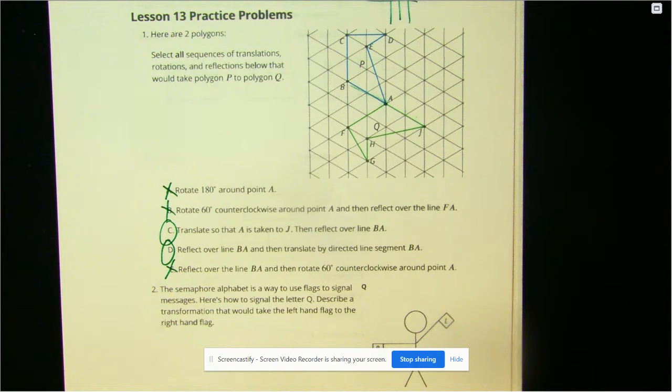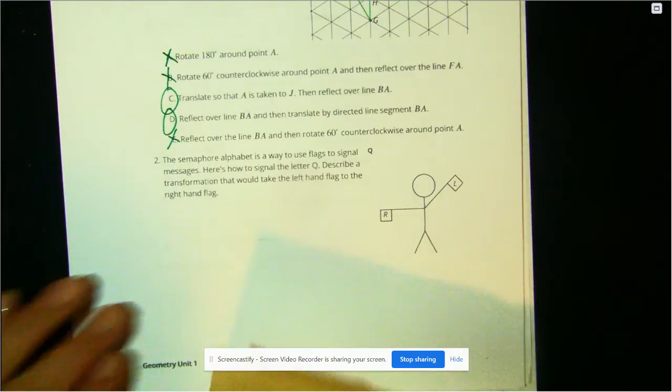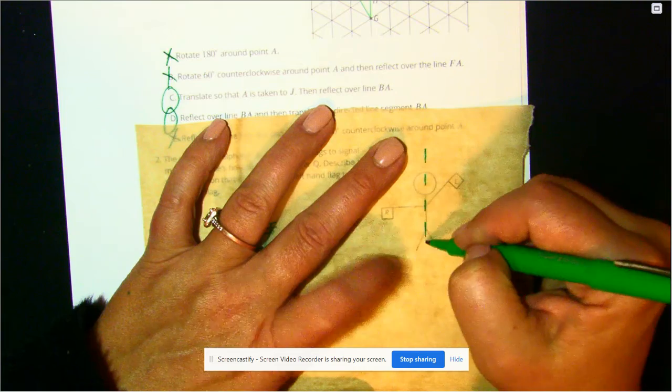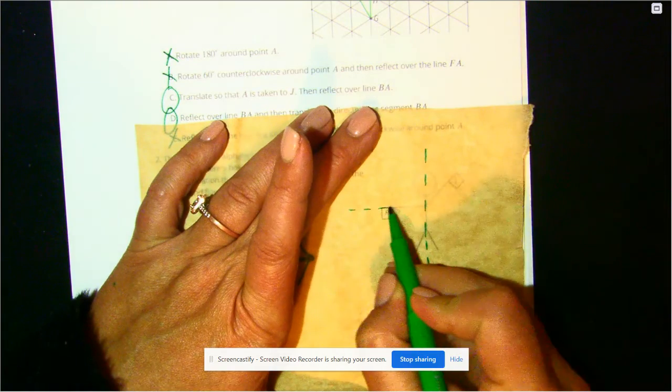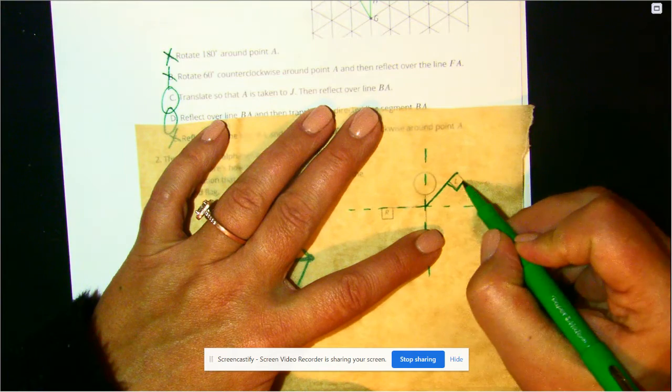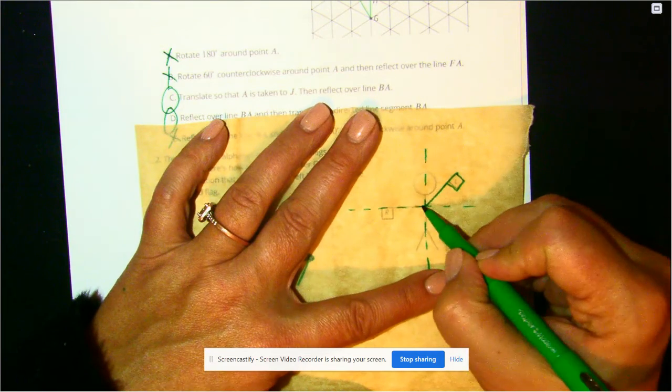It says the semaphore alphabet is a way to represent the alphabet with flags. Trying to find a clean piece of paper here. Here's how to signal the letter Q. Describe a transformation that would take the left hand to the right hand. So I'm going to draw my coordinate plane right through here. And I want to know how to get this one to this one.